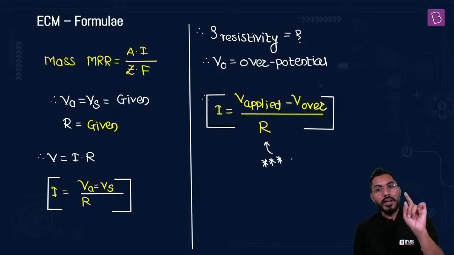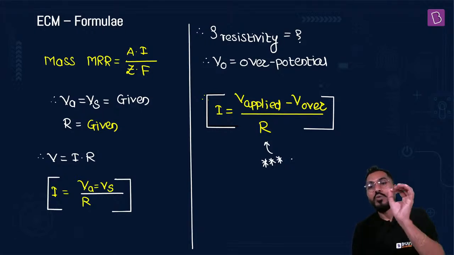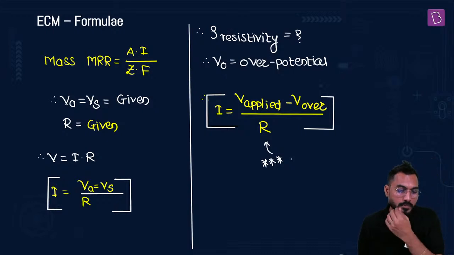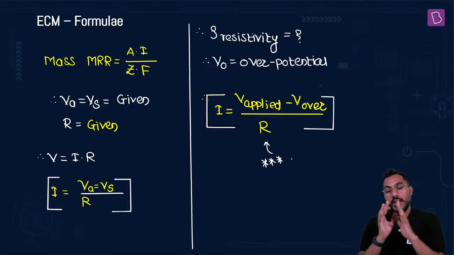So if applied voltage and over potential are given, you have to subtract the over potential from the applied voltage. Is it clear to everybody? Everybody clear about what exactly I'm speaking about? Yes. And now the next statement.